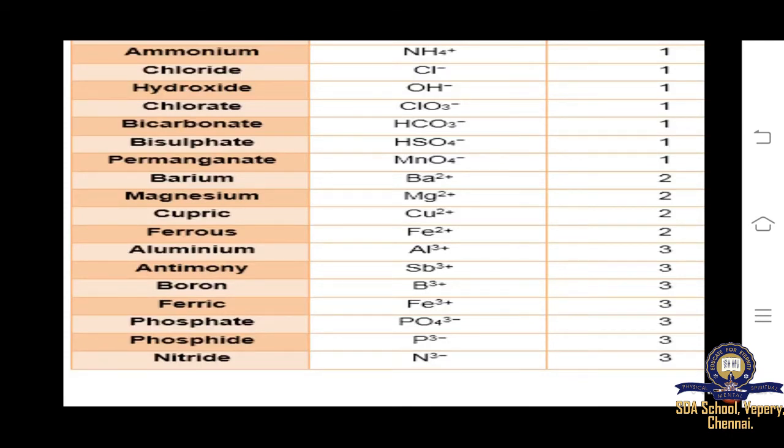Here you have some atoms and their valency. Ammonium valency 1, chloride, hydroxide, chlorate, bicarbonate, bisulfate, permanganate. So all these have valency 1. Barium, magnesium, cupric and ferrous have valency 2. And aluminium, antimony, boron, ferric, phosphate and nitrate are the atoms having valency 3.